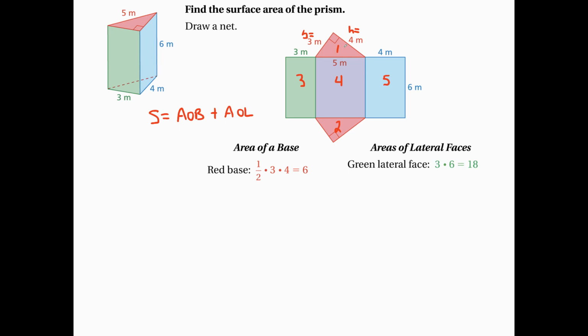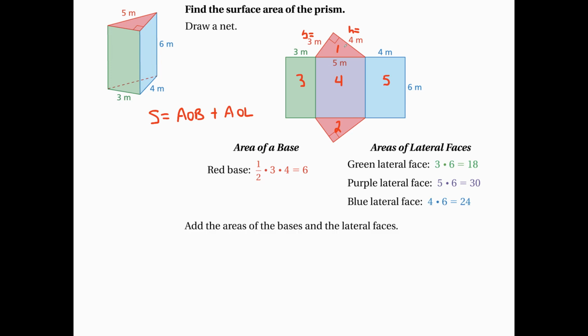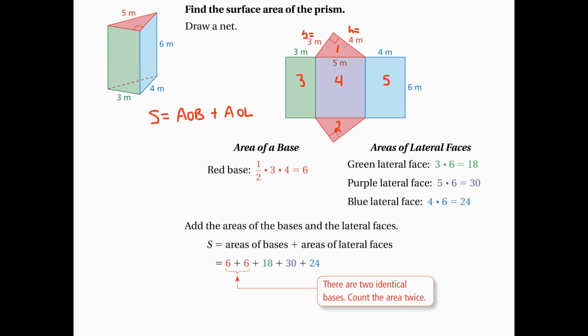The area of the lateral faces, so they have color coded each one of the rectangles. I'll show you a different way how I do it on the next one. So you find the area of the green rectangle, then the purple one, and then the blue one. And you're going to add all these areas together. So I have the area of the bases plus the area of the lateral faces. And remember, there are two bases. So I have to add another 6 to my surface area.